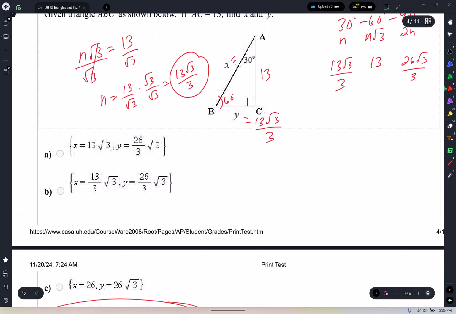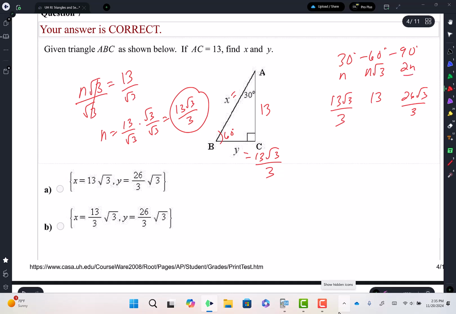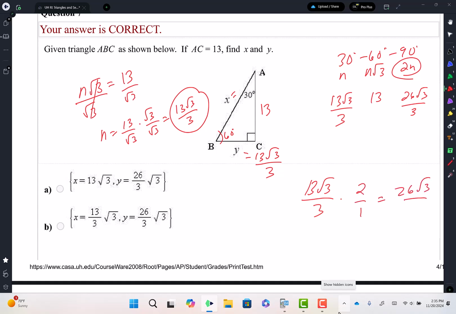What's up, Dulce? We just multiplied it by 2. It says 2n right here. So if you go 13 root 3 over 3 and you multiply it by 2, it turns to 26 root 3 over 3. No, ask. It's all good. No, 3 does not go into 26.